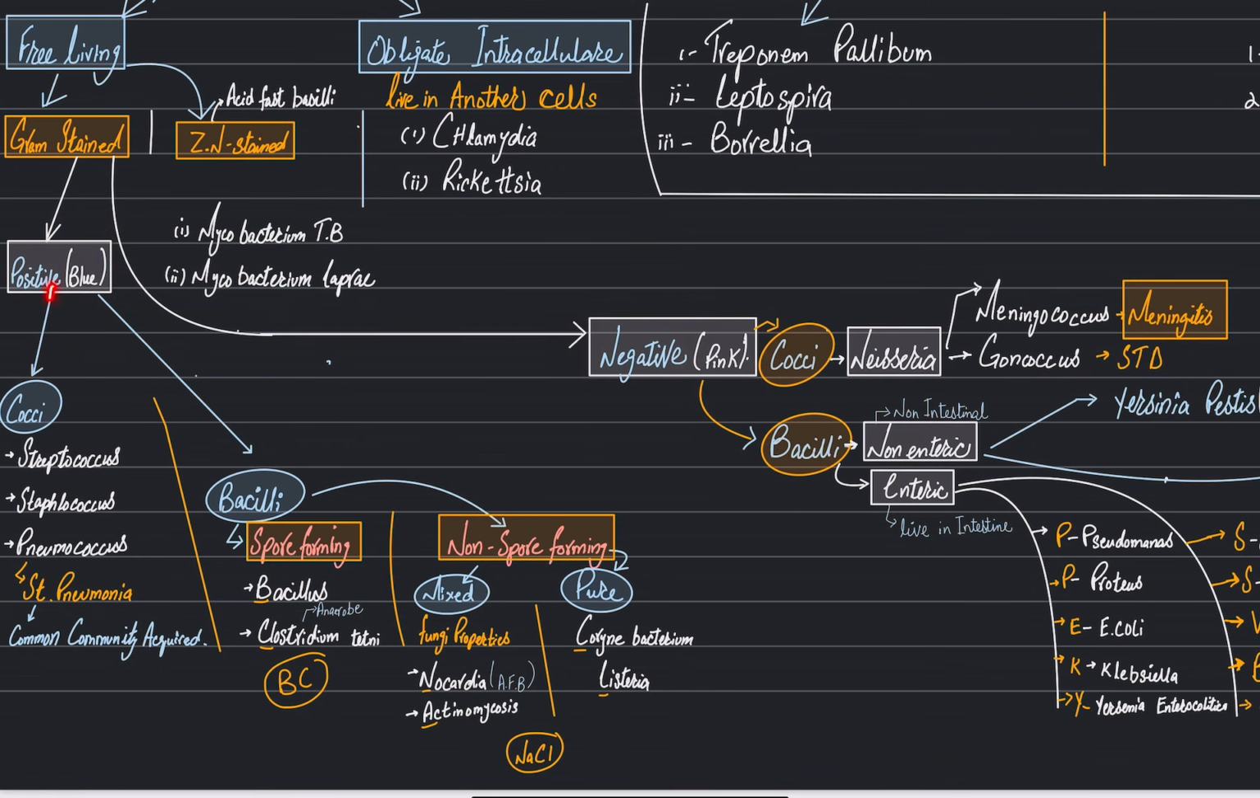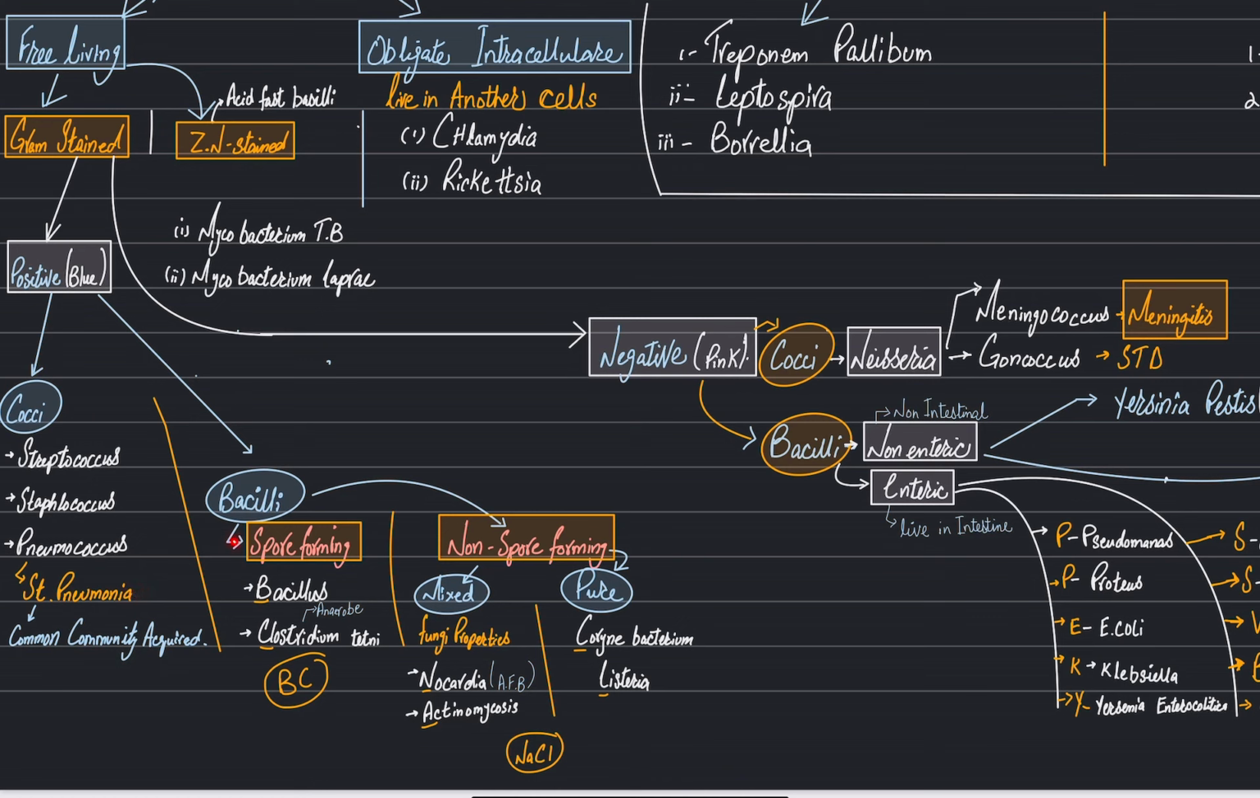So the positive we also divide into two: cocci and bacilli, as rods. So there are three types of cocci here: streptococcus, staphylococcus, and pneumococcus. What can pneumococcus give? Streptococcus pneumoniae, and it is a common cause of community acquired pneumonia.